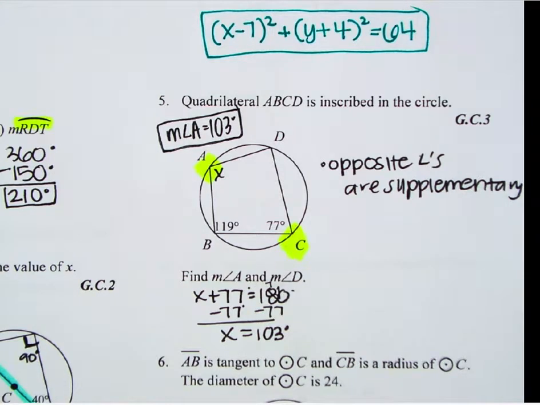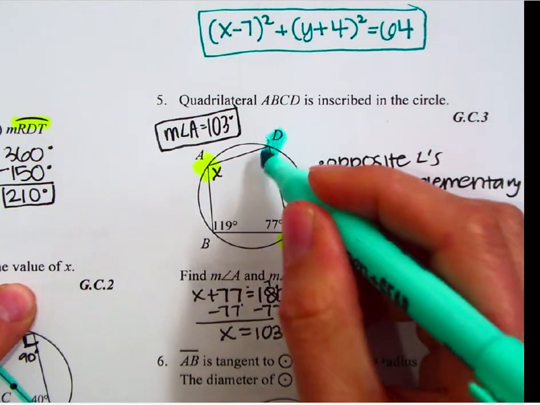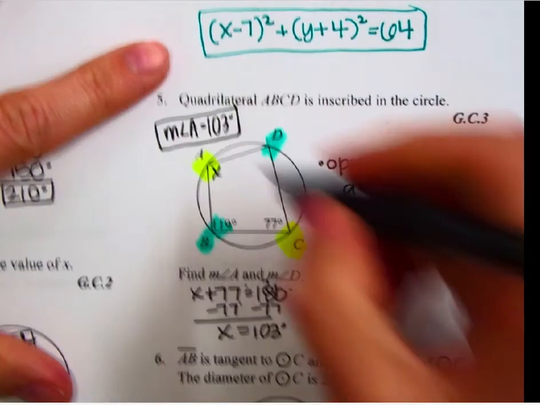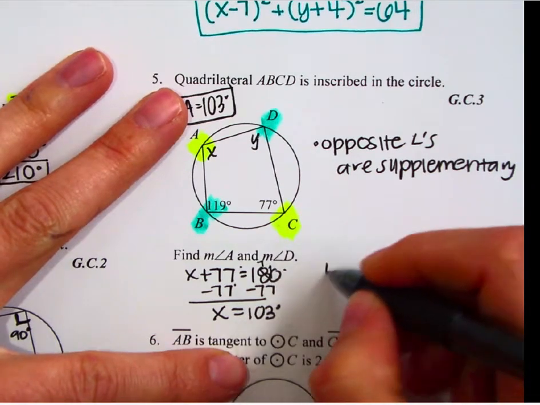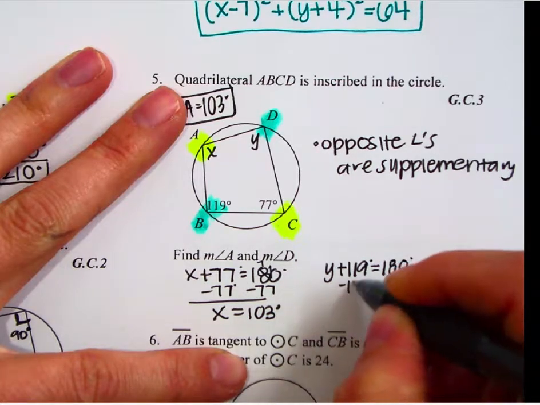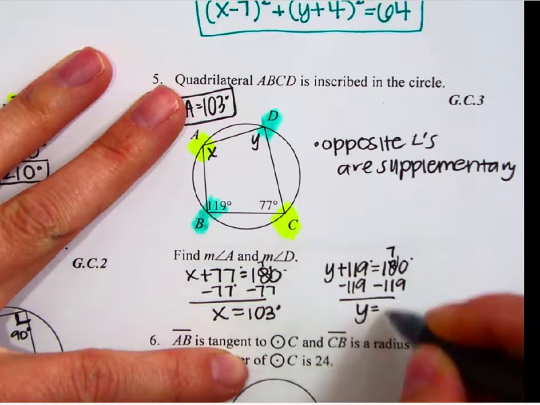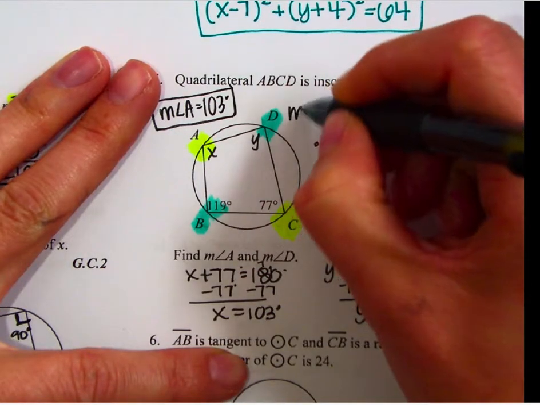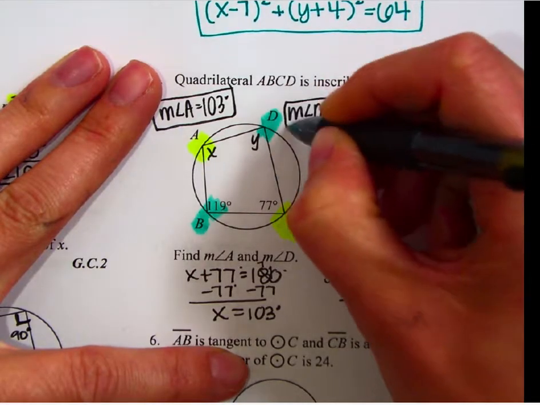Then we're doing something similar over here. If we want to find angle D, we're going to look at the opposite angle and know that those angles are supplementary. So I'm going to use a different variable. I'll use y. Y plus 119 equals 180 for those opposite angles. So y is equal to 61 degrees. I'm going to put up here that the measure of angle D is 61 degrees.